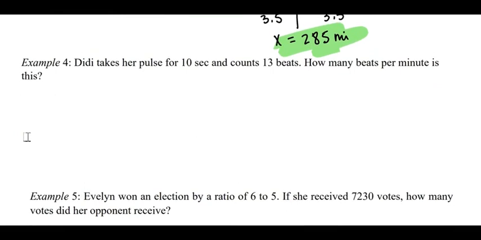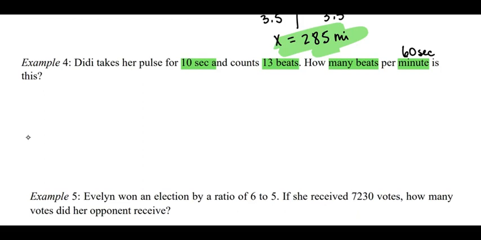Okay, a couple more problems. Example number 4. Didi takes her pulse for 10 seconds and counts 13 beats. How many beats per minute is this? So I have 10 seconds. In 10 seconds, she gets 13 beats. She does not know how many beats. That would be your X, but we have minute. So let's go ahead and make it easier on ourselves. The minute is 60 seconds. Units have to be the same. If you start with the seconds, then you have to convert the minute to seconds. Otherwise, you're going to have some weird answers.